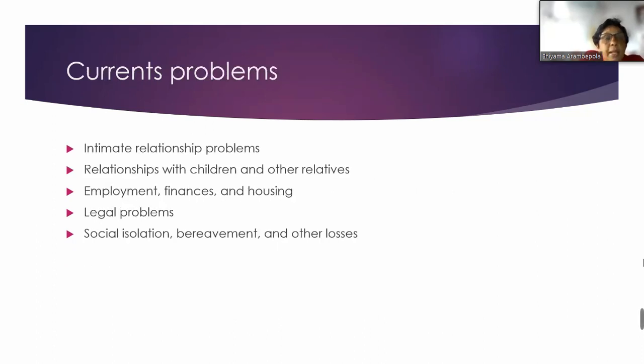So if you take this case, there are current problems. Now we need to look at the current problems the patient is going through: intimate relationship problems, relationship with children and relatives, then employment, finances and housing, legal problems, social isolation, bereavement and other losses, right? So this is one thing that we need to assess. After assessing the suicidal intent, then we need to assess the current problems the patient is having.